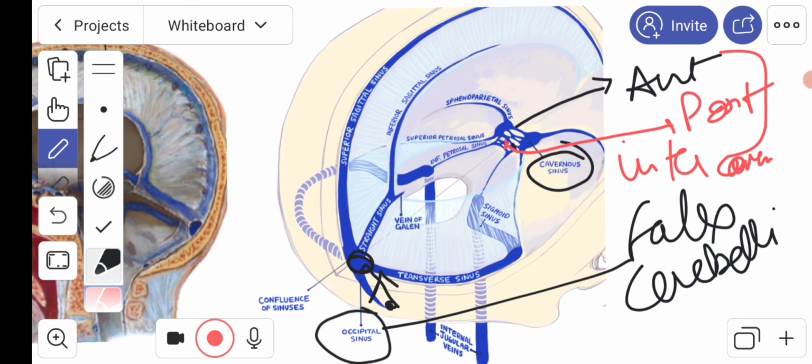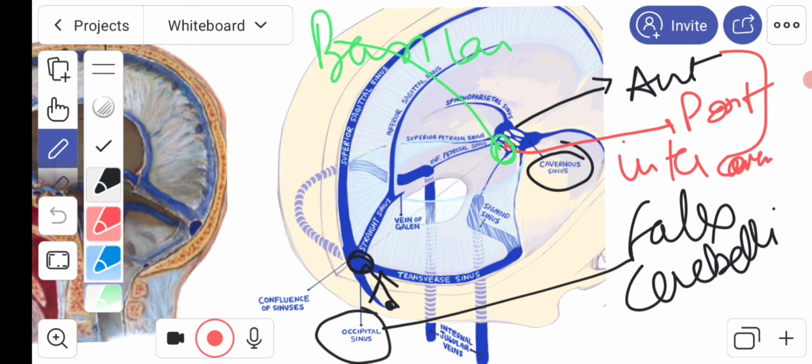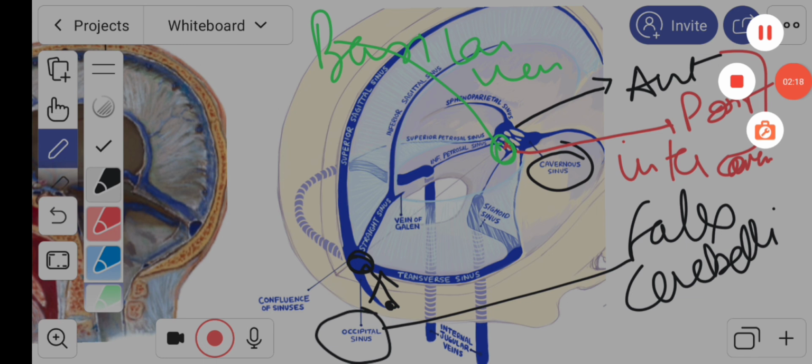And the basilar venous plexus. It is basically a plexiform venous network that lies on the clivus of the skull, and it communicates below through the foramen magnum with the internal vertebral venous plexus. So the basilar venous plexus is connected with the vertebral venous plexus. So these are the seven unpaired venous sinuses.